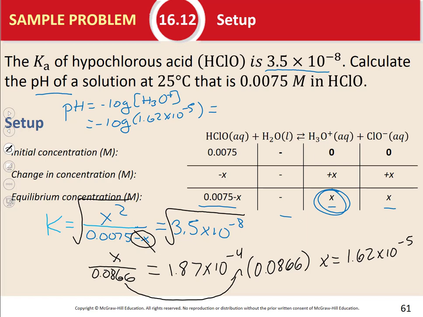And what do we get for the pH of this? By the way, this is an acidic solution, so we're expecting the pH to be less than 7. Make sure your answer makes sense. It's the negative log of 1.62 times 10 to the negative fifth. We're going to do 4.79. Yep, 4.79. So your final answer is 4.79.